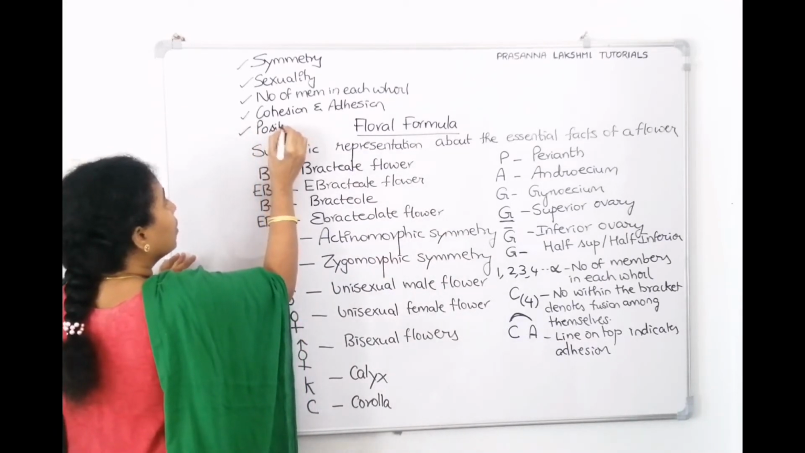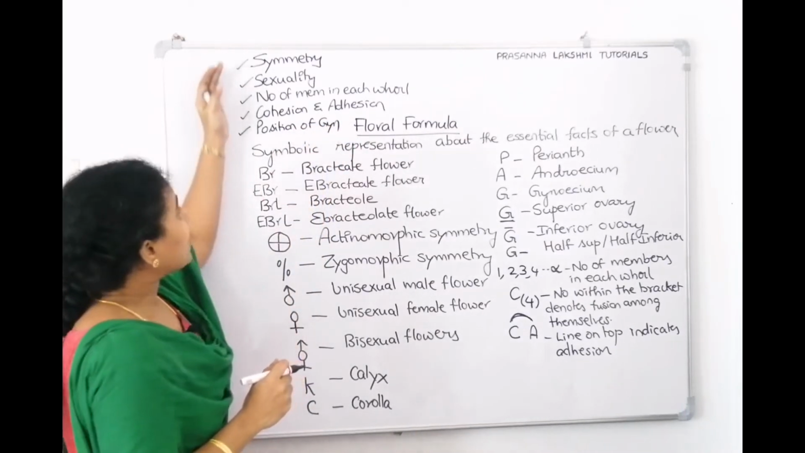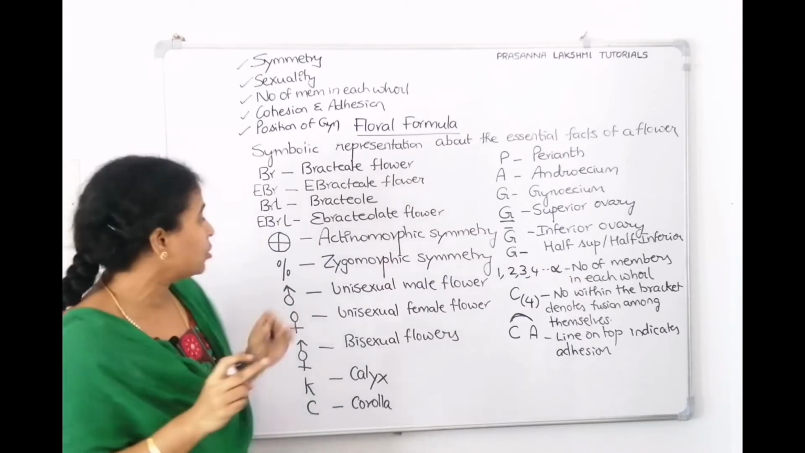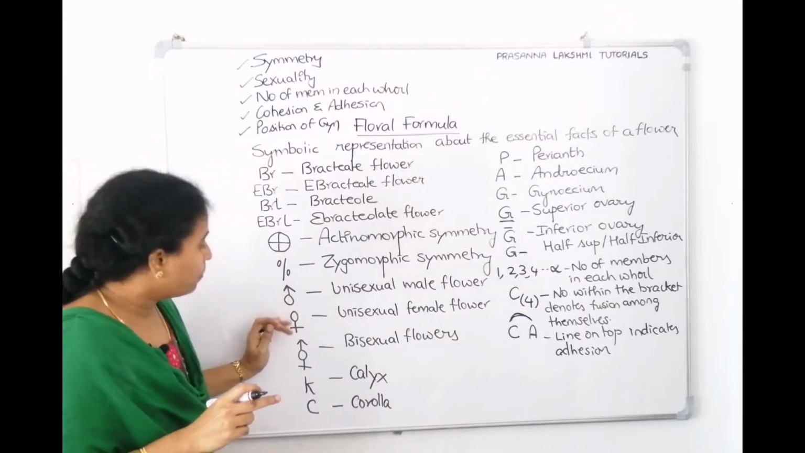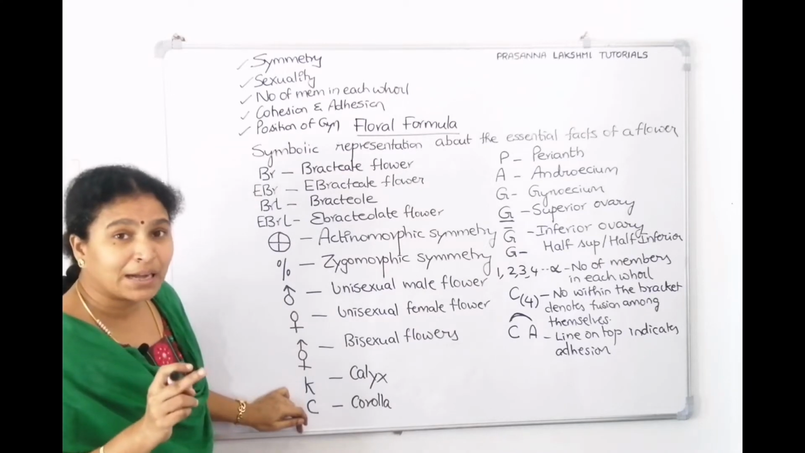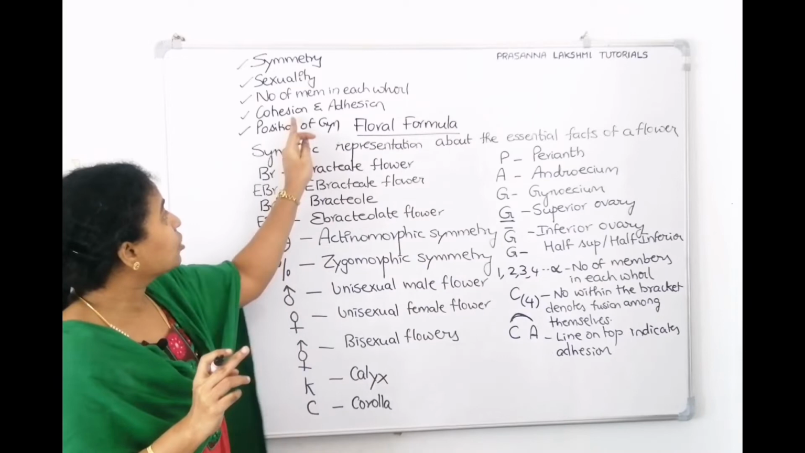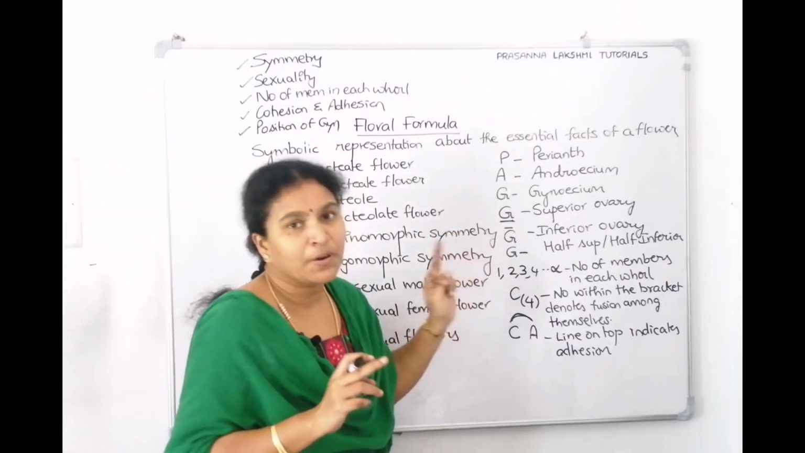So position of gynoecium also we can tell. So these are the informations which we can derive from a floral formula. What is the information? Sexuality we can come to know. Symmetry we can come to know. Number of members in each whorl we will come to know. Their relation with the members of the other whorl we can come to know, means the relation, cohesion and adhesion. Position of the gynoecium, superior, inferior, that also we will come to know.